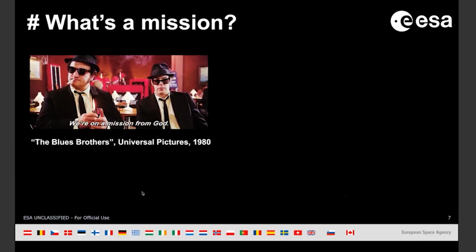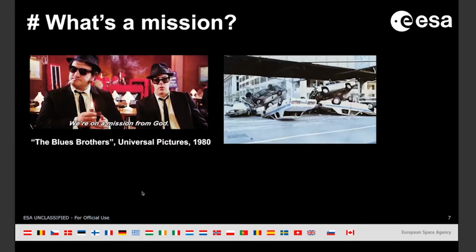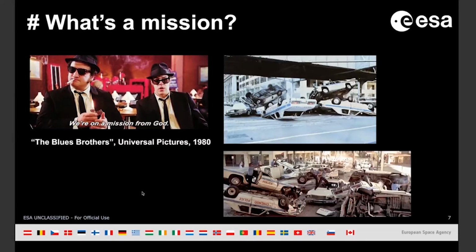This is a very, very famous extract from a 1980s movie called The Blues Brothers, where these two gentlemen, Jake and Elwood Blues, were on a clear mission to save an orphanage. And they were saving an orphanage because they cared about the kids. And although the mission that they executed was not, let's say, risk-free, they actually were on a mission.